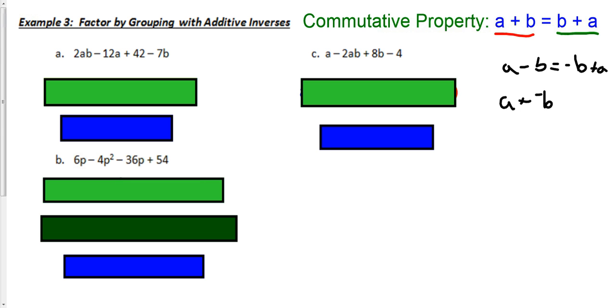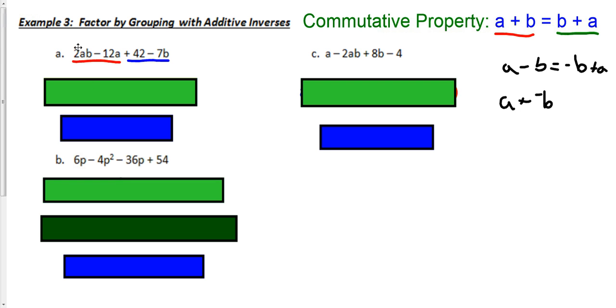If we look at our first example here, 2AB minus 12A plus 42 minus 7B. Like before, we're going to put these into groups. So we have a red group here and a blue group here. 2AB minus 12A is one of them, and positive 42 minus 7B.